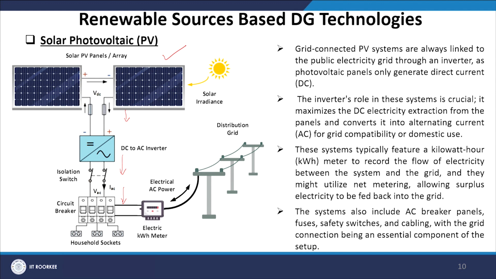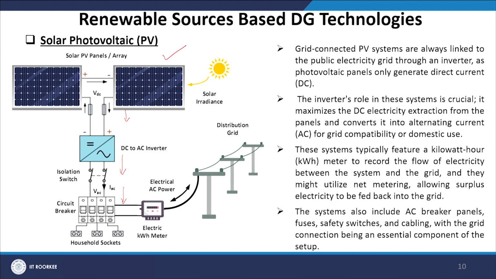Grid connected PV systems are always linked to the public electricity grid through an inverter, as photovoltaic panels only generate DC. The inverter's role in this system is crucial because it maximizes the DC electricity extraction from the panel and converts it into alternating current. This system typically features kilowatt hour meters, that is kWh meters, to record the flow of electricity between the system and the grid. And they might utilize net metering, allowing surplus electricity to be fed back to the grid.